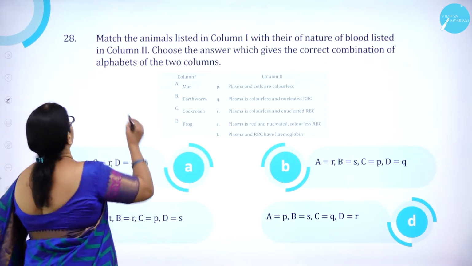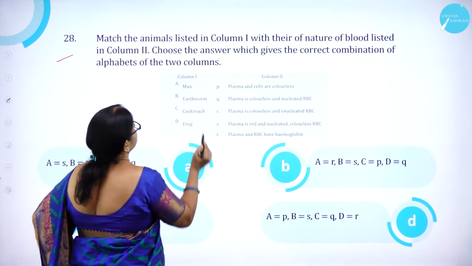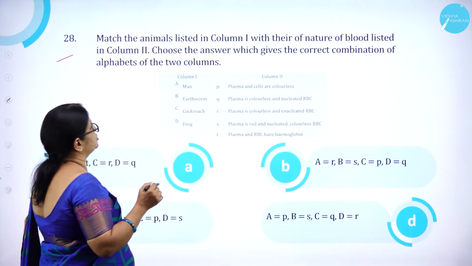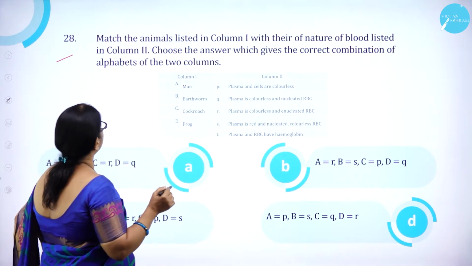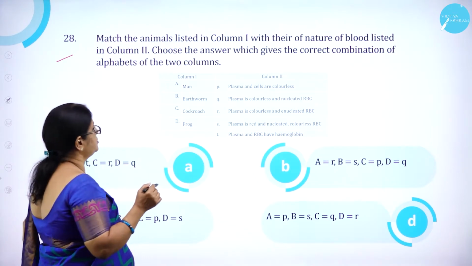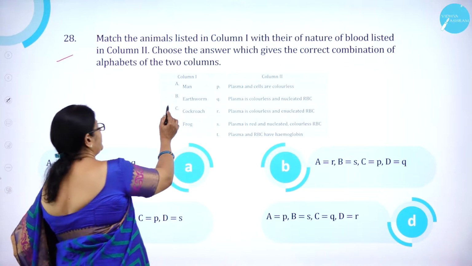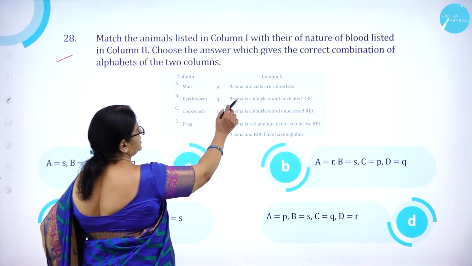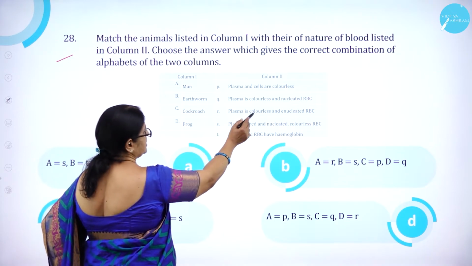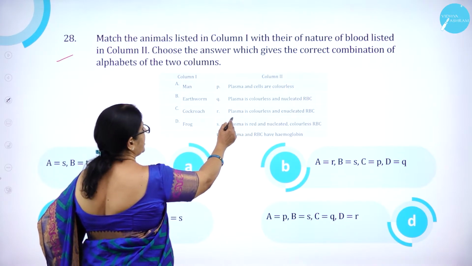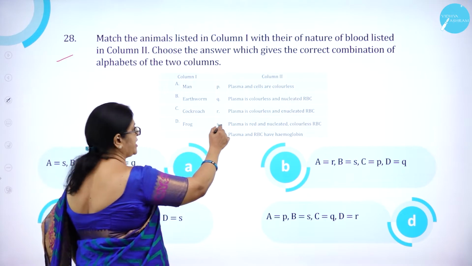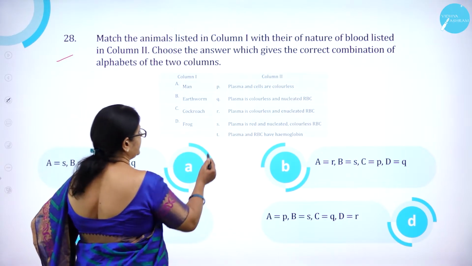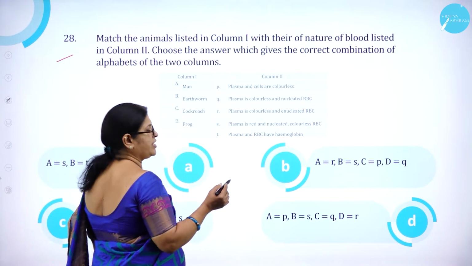Moving on to question number 28. Match the animals listed in column 1 with their nature of blood listed in column 2. Choose the answer which gives the correct combination of alphabets of the 2 columns. A, man. B, earthworm. C, cockroach. D, frog. P, plasma and cells are colorless. Q, plasma is colorless and nucleated RBC. R, plasma is colorless and enucleated RBC. S, plasma is red and nucleated colorless RBC. T, plasma and RBC have hemoglobin.